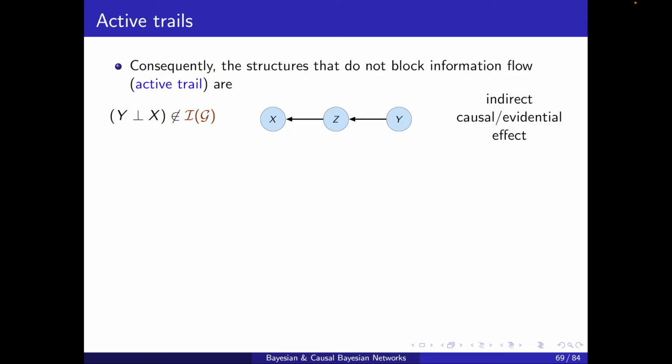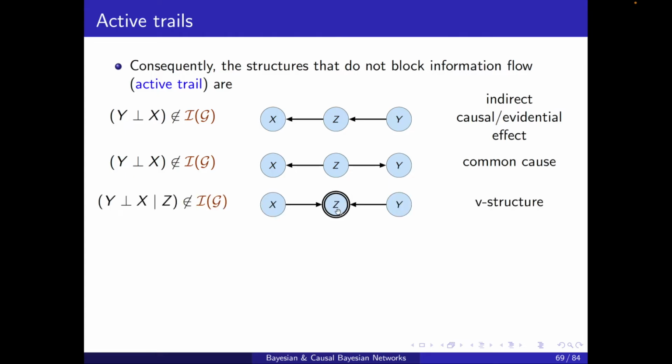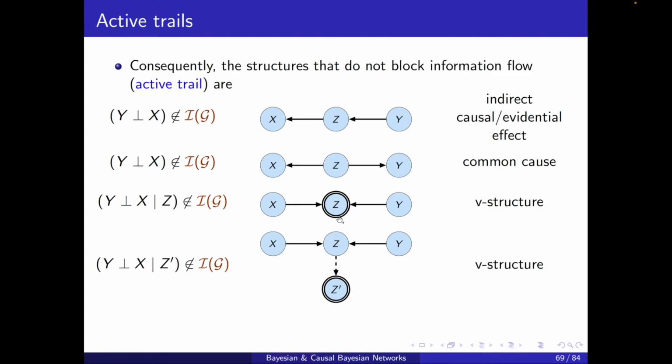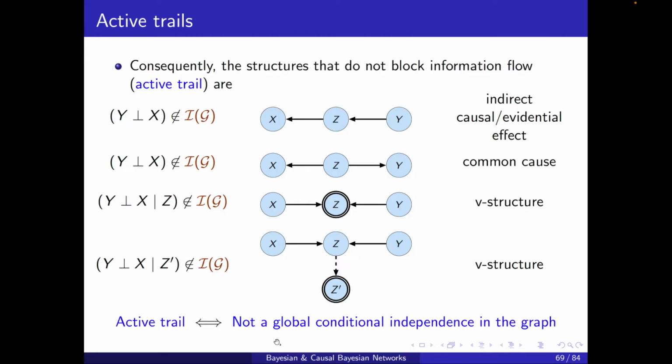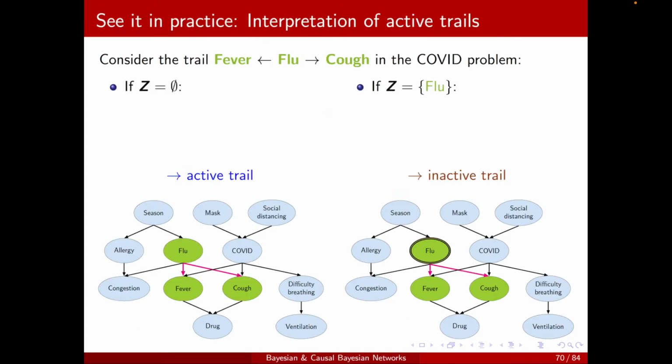Consequently, the structures that do not block information flow, or are equivalently an active trail, are when we do not block the node Z in the indirect causal, evidential effect, or common cause case, and we do block node Z in the V structure case, or we observe one of its descendants. In all these cases, we have an active trail, which implies that we don't have a global conditional independence in the graph.